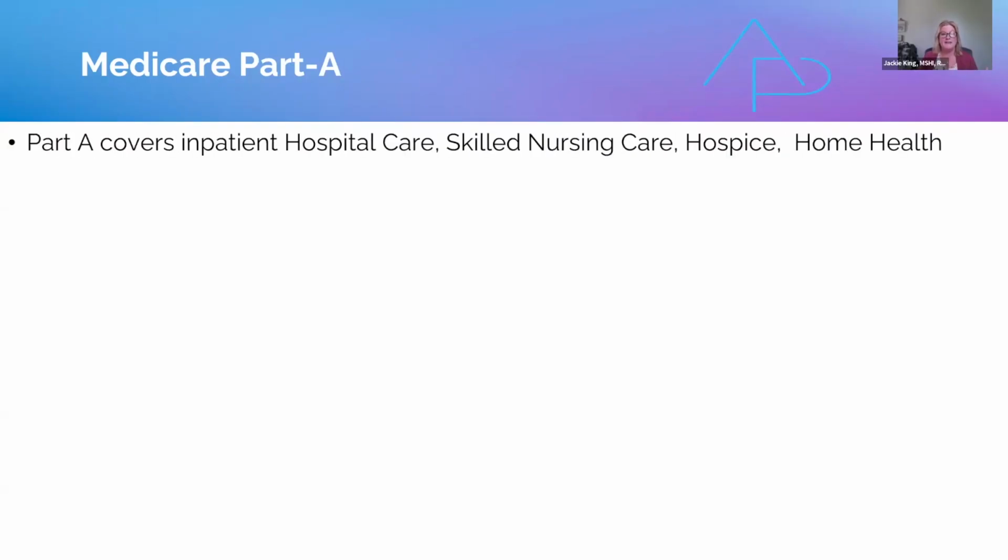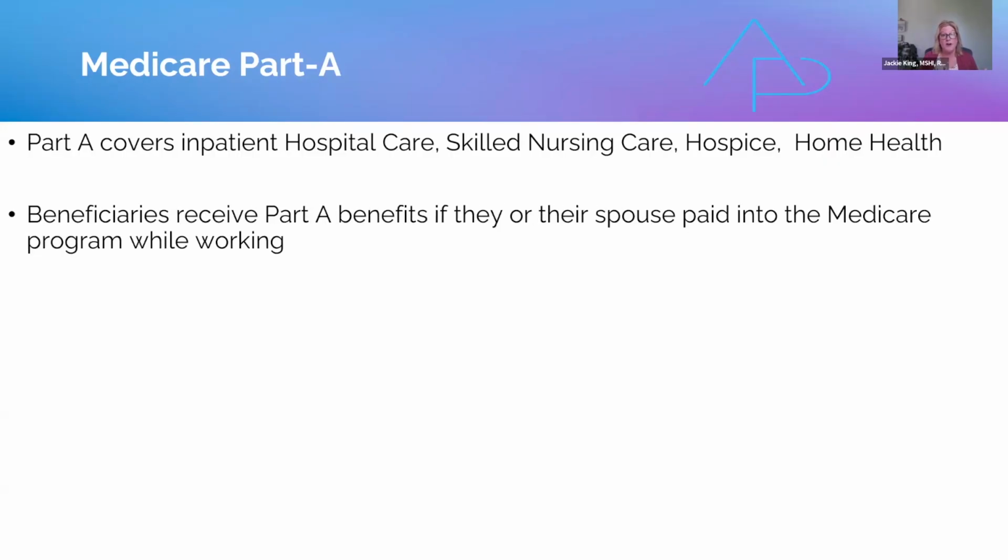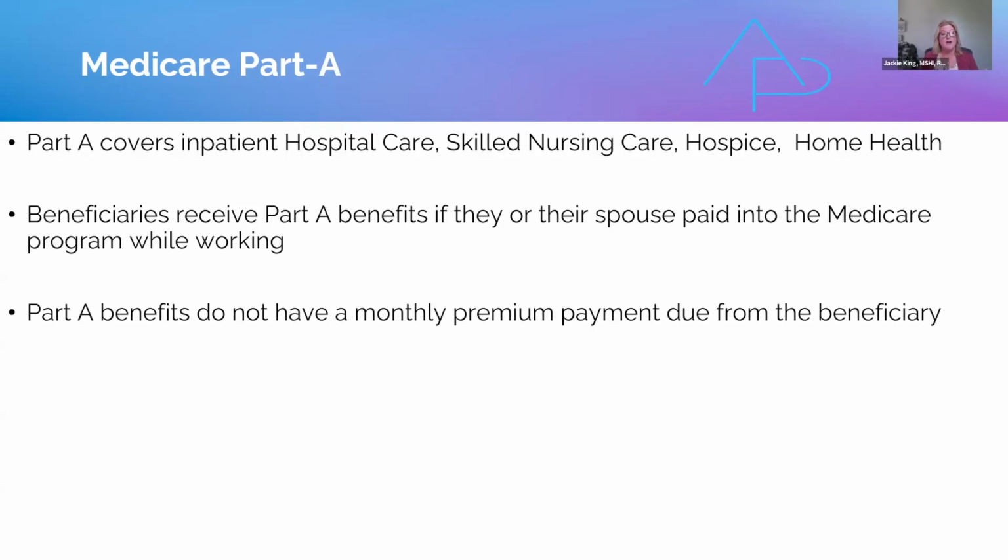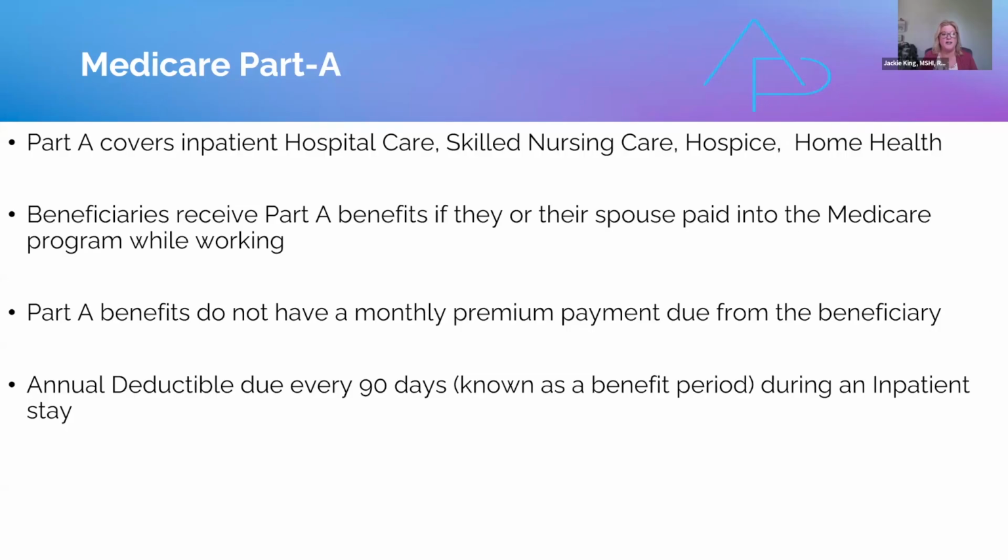I'm going to go over the 4 parts of Medicare because we're going to talk billing as well. Medicare Part A does cover your swing bed, hospital, inpatient, skilled nursing, hospice, home care. Beneficiaries receive Part A if they or their spouse paid into the Medicare program while working. Part A benefits don't have a monthly premium. They were paid while working from the beneficiary, but there's an annual deductible due every 90 days, known as a benefit period during an inpatient stay. A swing bed is an inpatient Part A stay.